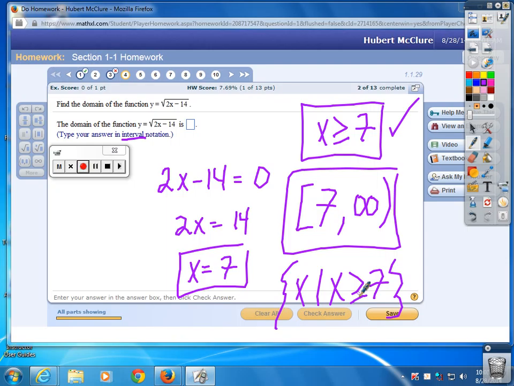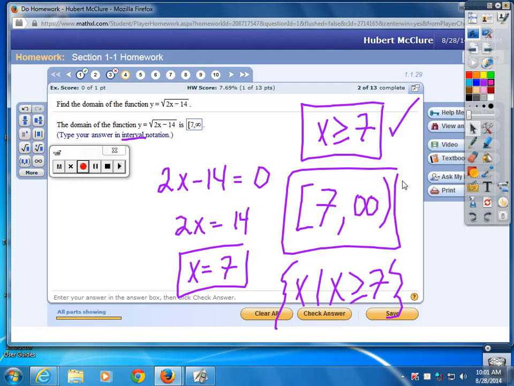We'll type it in just so you can see how to do it. Bracket, 7, comma, infinity, parenthesis. Excellent. We got that right, and we feel good about ourselves.